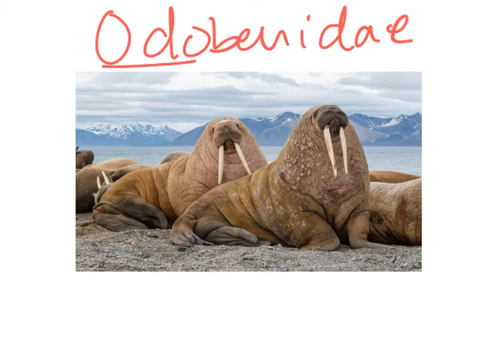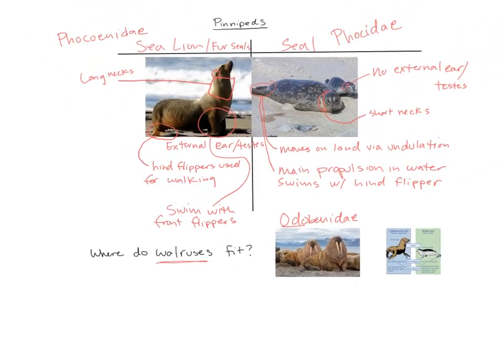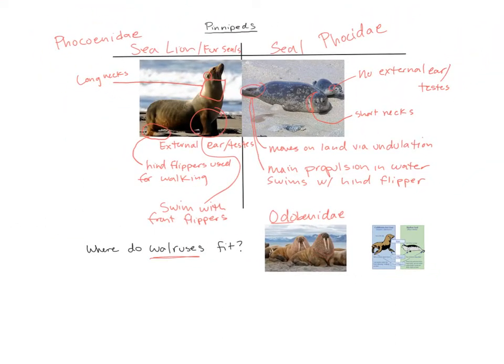And so when you look at a walrus, you can look at the characteristics and see, are they more like a seal or a sea lion? Well, you can notice their front flippers are canted toward them, and they do walk or waddle like a sea lion. They do have bigger necks. It doesn't look like they have an external ear. And they swim with their front flippers.